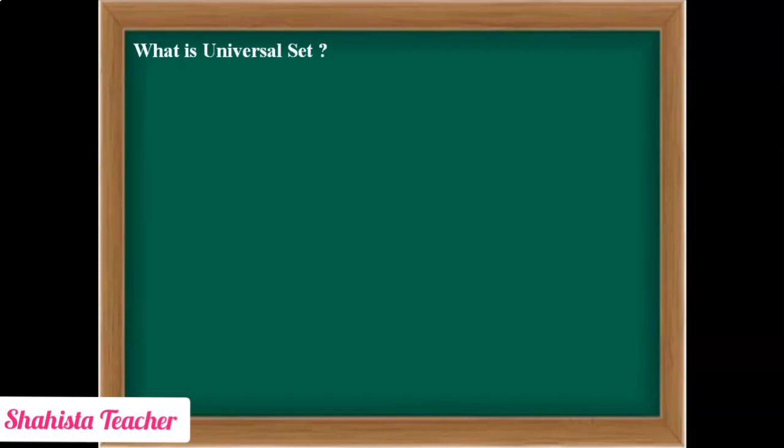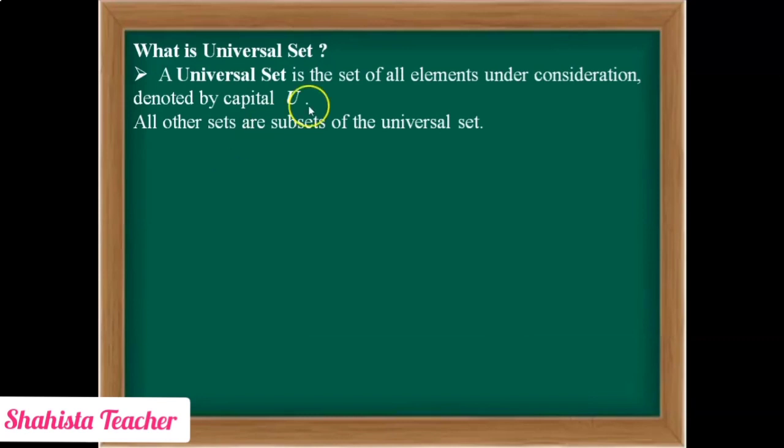Is that clear? So now let's study the definition. A universal set is the set of all elements under consideration. That means it includes all the elements. For showing the universal set, it is denoted by U. This U means universal set. While solving the practice set, that time this U stands for universal set.